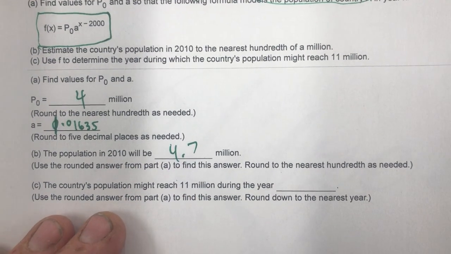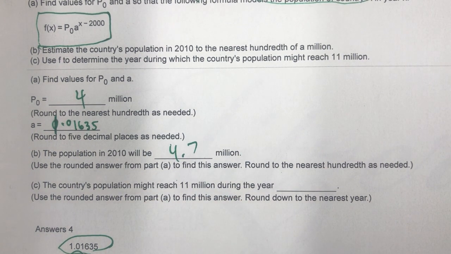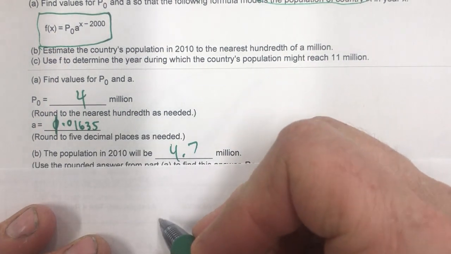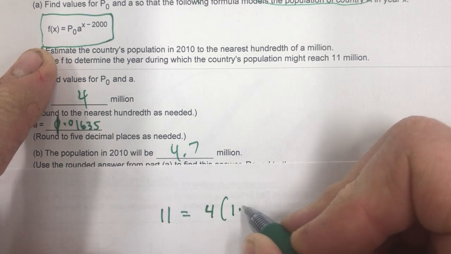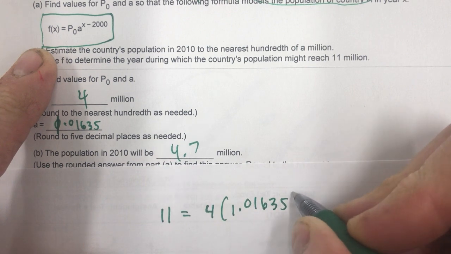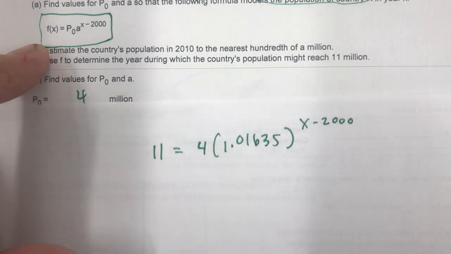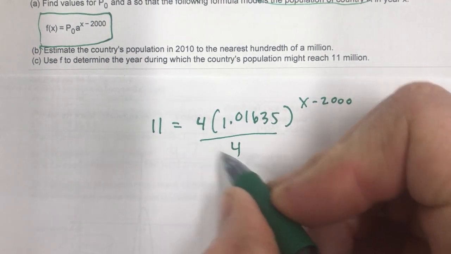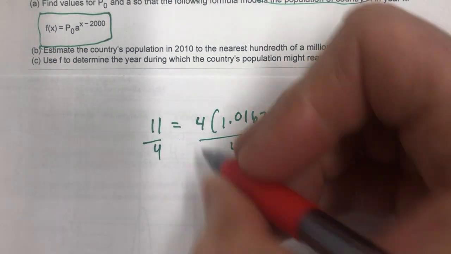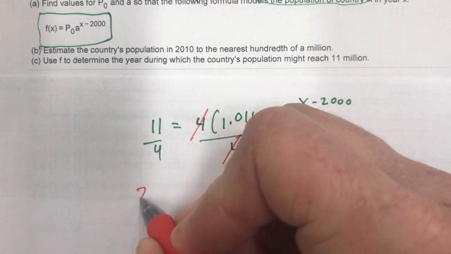Then part C says the country's population might reach 11 million during what year? So that's my f of x. That means I'm going to put 11 over here for f of x equals 4 times 1.01635 to the x minus 2000. Basically I'm going to put 11 here and solve for x, which means I'm going to have to divide both sides by 4. This cancels off, so this is going to be 11 over 4. Now that's 2.75.